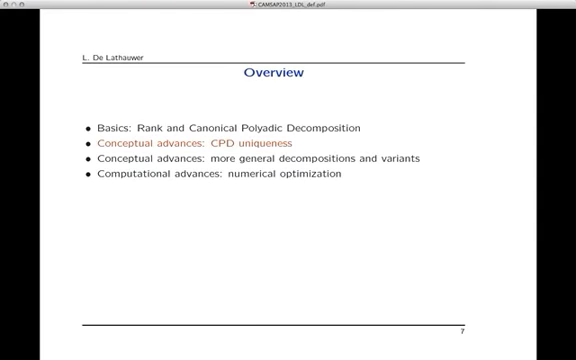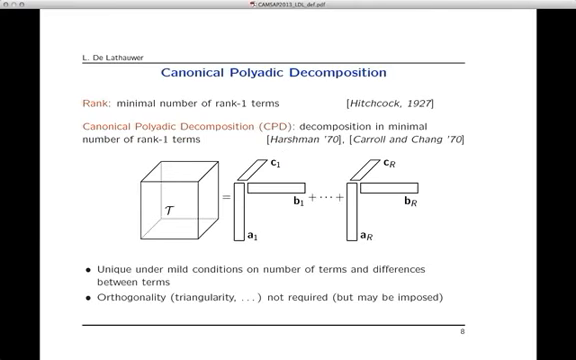Okay, these were the basics. It was so far simple. And I promised in the abstract to discuss some conceptual advances. One of the things that I thought I should mention is uniqueness of this decomposition, the canonical polyadic decomposition. So again, this is decomposition of a tensor in a minimal number of rank 1 terms.